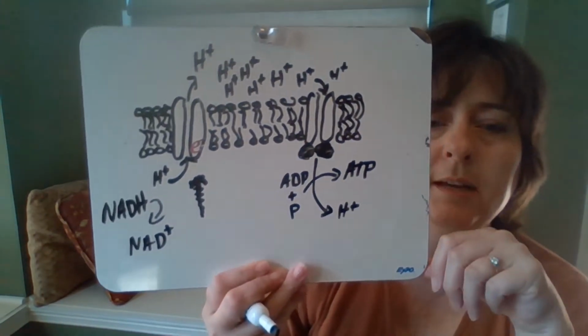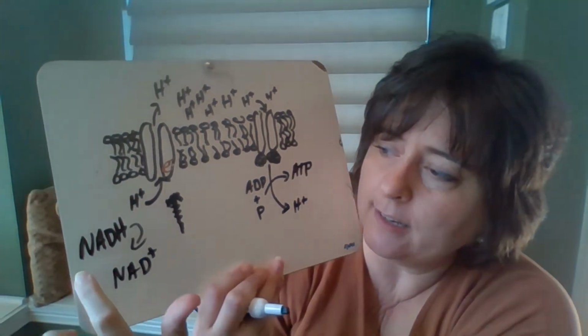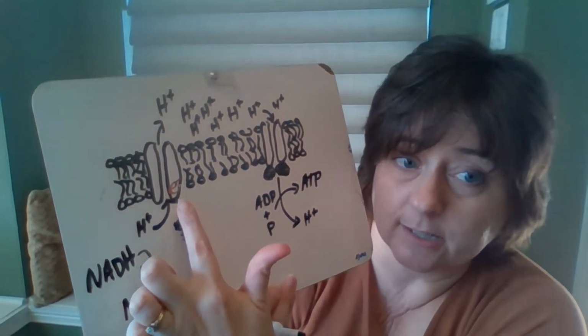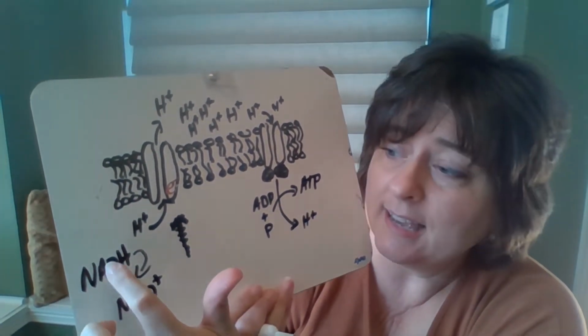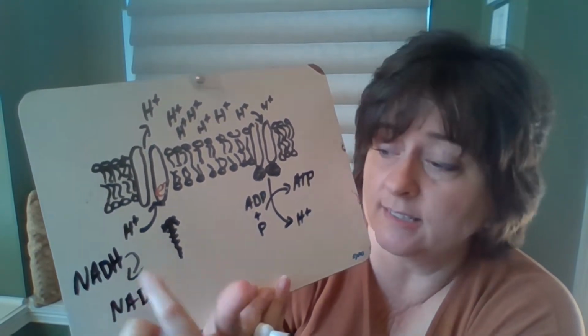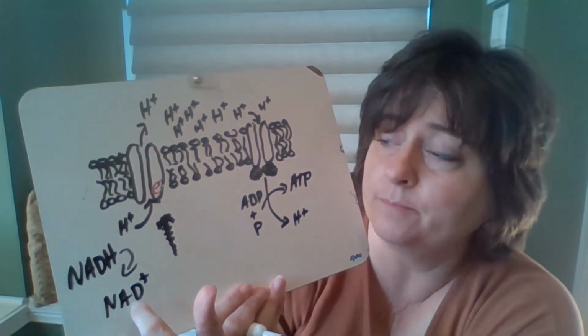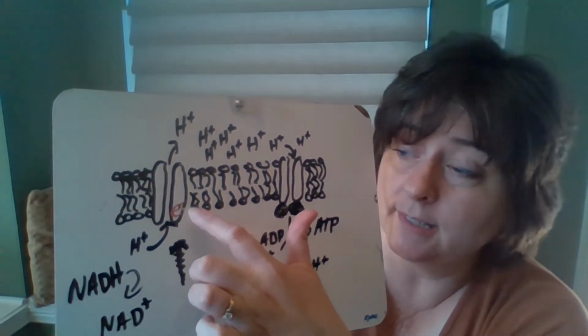NADH donates its hydrogen to become NAD+. So NADH got oxidized or reduced? NADH donated its electron with its hydrogen to become NAD+. NADH got oxidized. Oxidation involves loss. You can see it lost its electron. Who accepted the electron? This protein here, this integral protein.